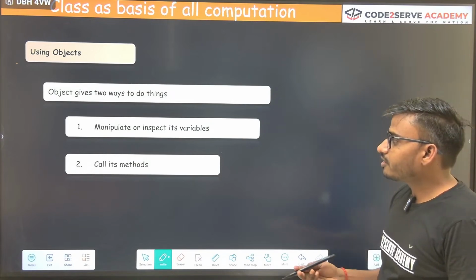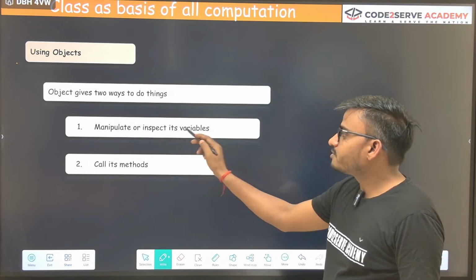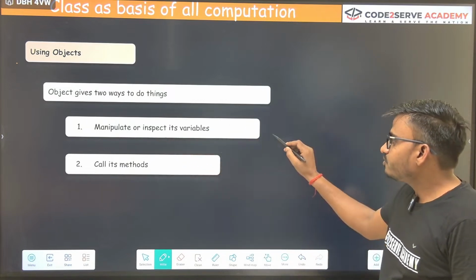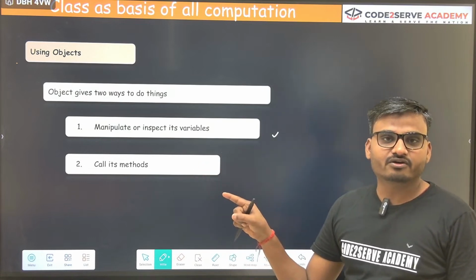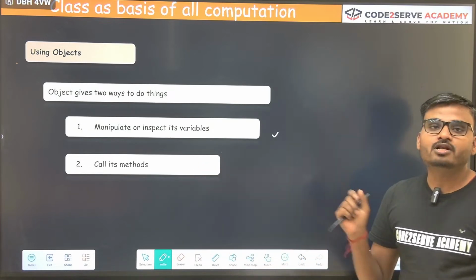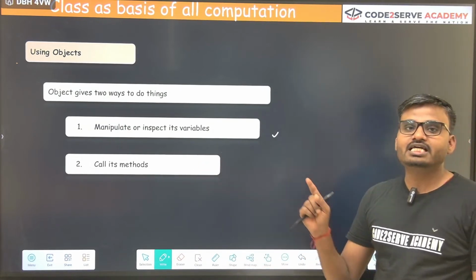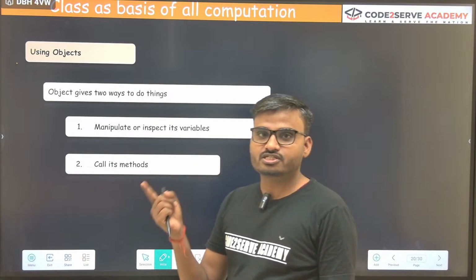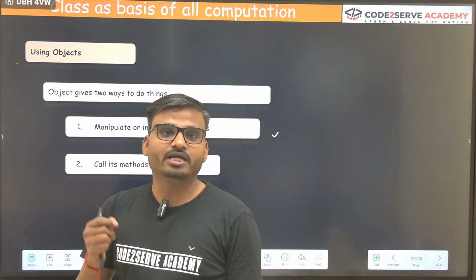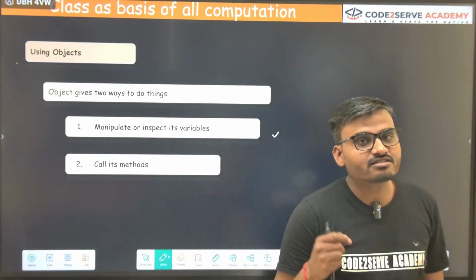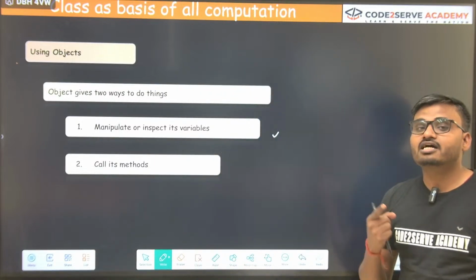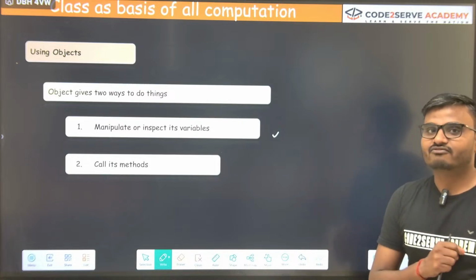First, we can manipulate or inspect its variables. That means whatever variable, that is the data member, that we created, we can manipulate those values. Suppose the initial value of val is 10, we can change it to 20, right? That means we can manipulate or inspect, that is, find out the current value of that val.